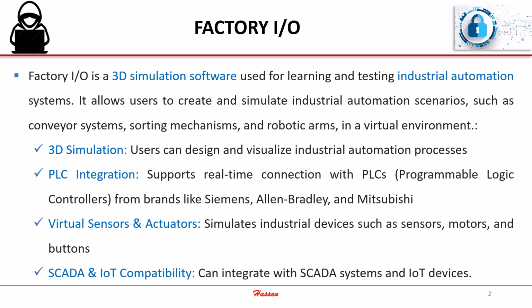Some key features of Factory I/O include 3D simulation, allowing us to design and visualize automation processes. PLC integration, with support for major brands like Siemens, Allen Bradley, and Mitsubishi. Virtual sensors and actuators, simulating real industrial components such as sensors, motors, and buttons. SCADA and IoT compatibility, making it possible to integrate with SCADA systems and IoT devices.